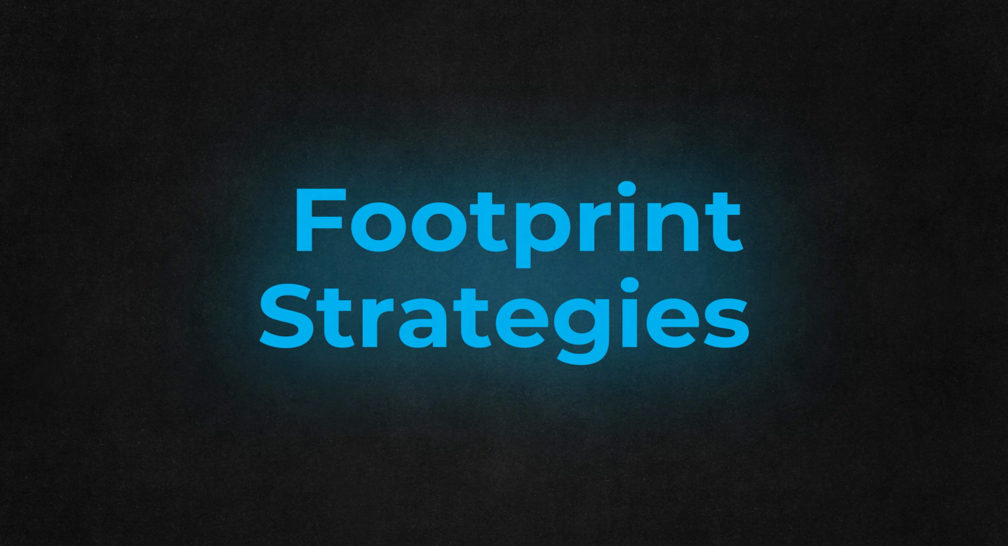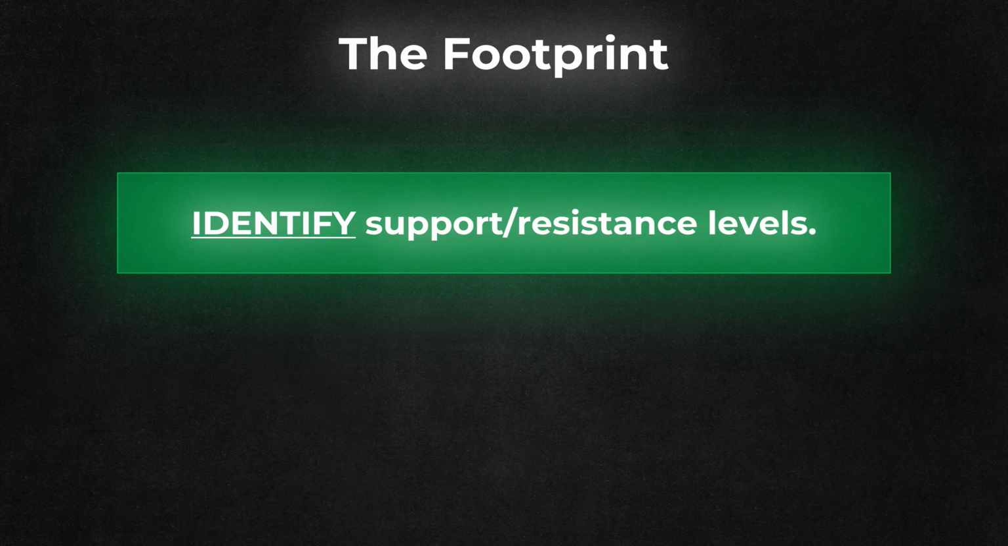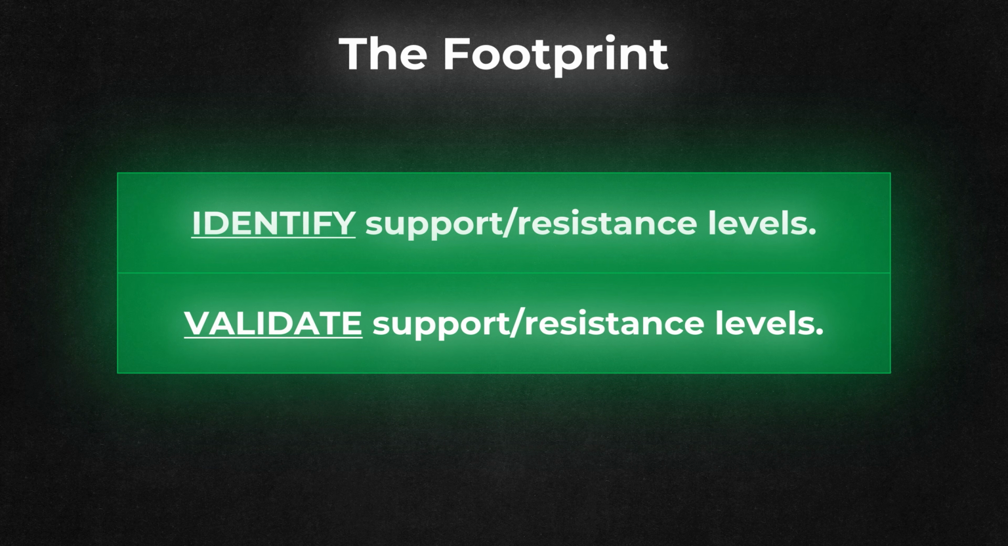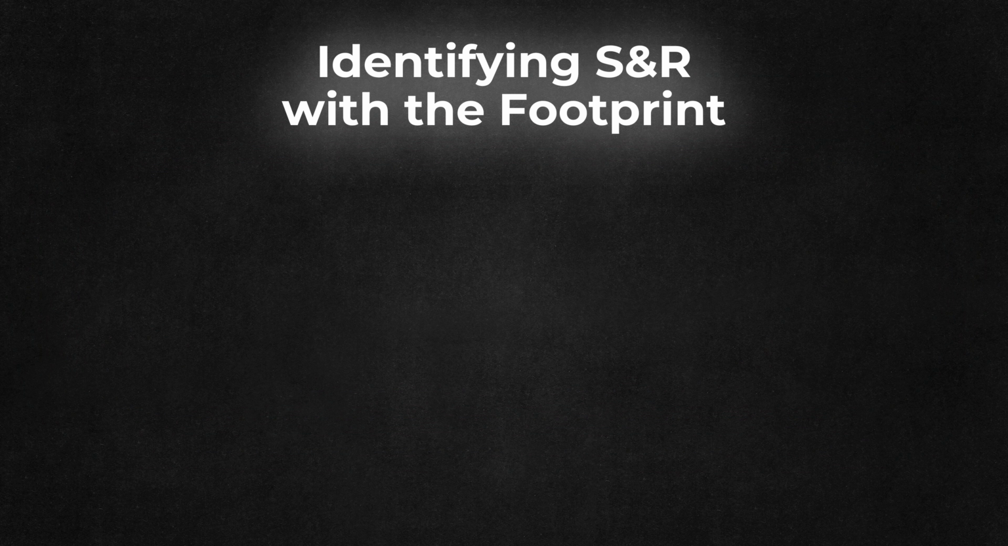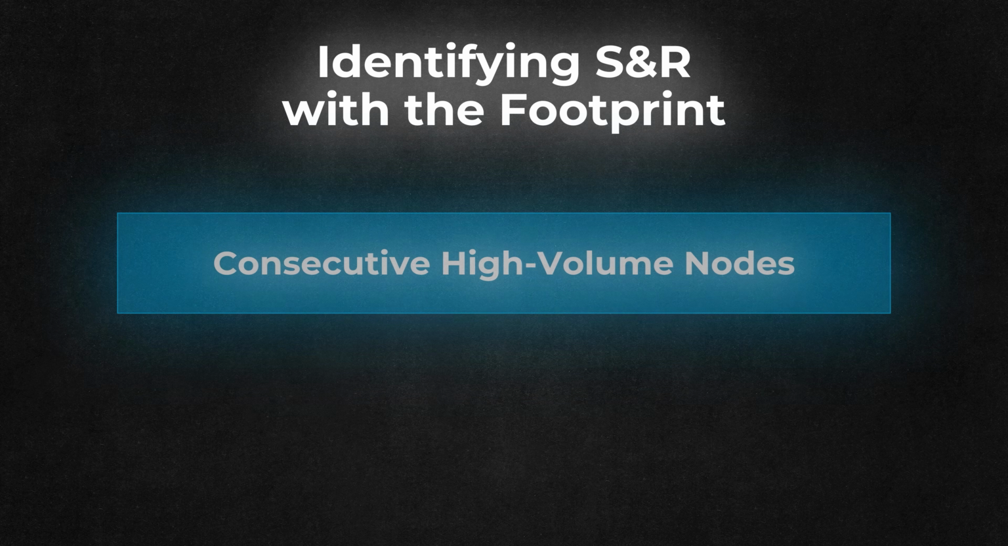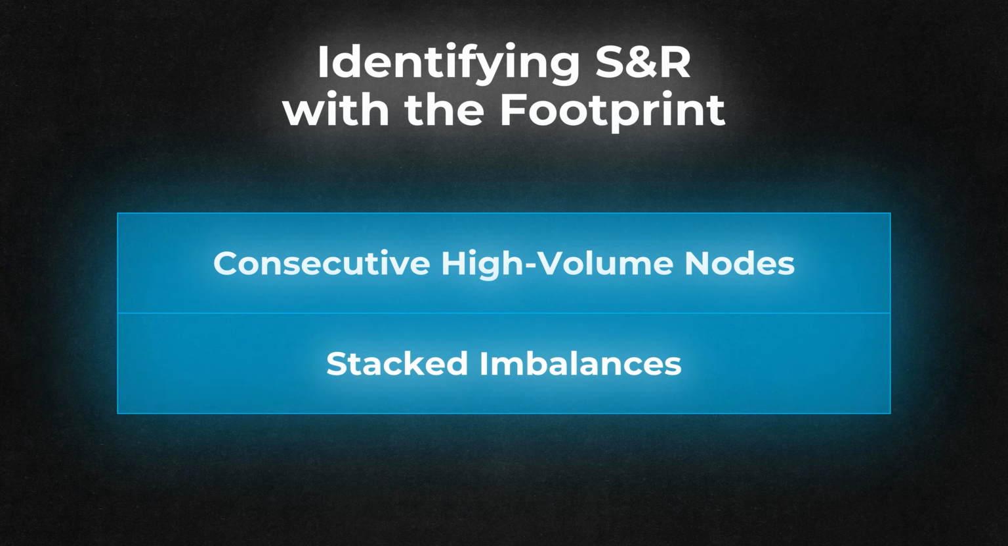The footprint basically serves 2 different purposes. We can use it to identify support and resistance levels in different ways, and we can use it to validate any other type of support and resistance we find in a candlestick chart. Let's begin with the ways of identifying support and resistance levels with the footprint itself. There are mainly 2 ways of using the footprint to identify support and resistance levels: consecutive high volume nodes and stacked imbalances. Let's see an example of both.